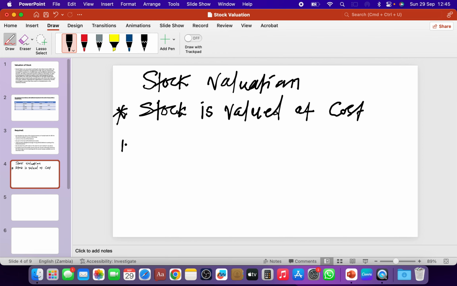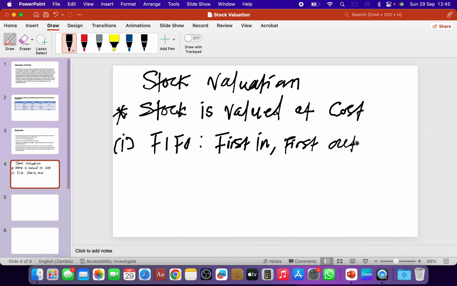There are three methods of valuing stock. Number one that we'll look at is FIFO. FIFO means the stock that you buy first should be the first one to be sold out. I'll be saying first in, first out, meaning that the stock that you bought first should be the first one to be issued out.